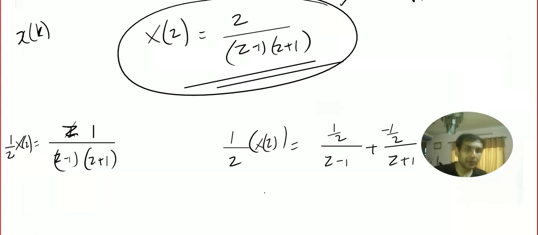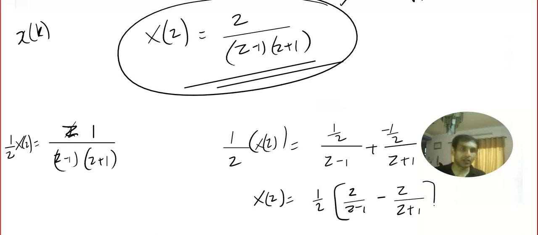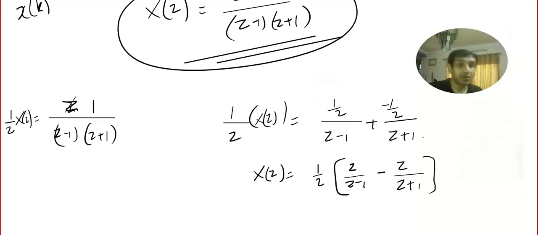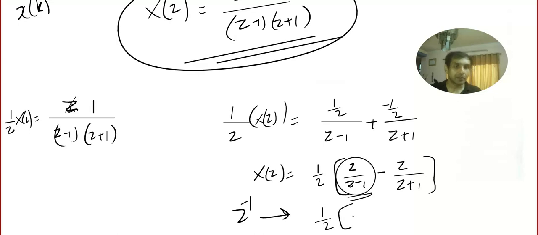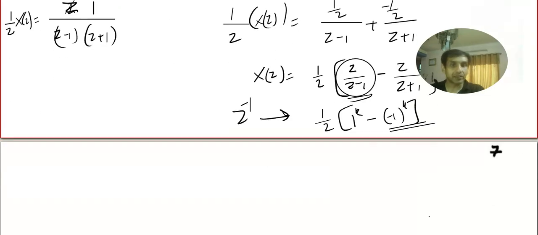Okay, now what will I do? I'll multiply both sides by z. So 1 by 2 comes common, z by z minus 1, minus z by z plus 1. Anyway, now all I have to do is take Z inverse on both sides, because I am applying the partial fraction method. Formula time, what is the inverse of this function? Yeah, 1 to the power k, which happens to be 1. And this will be minus 1 to the whole power k. That's it. If you want, you can try this with the residue method.